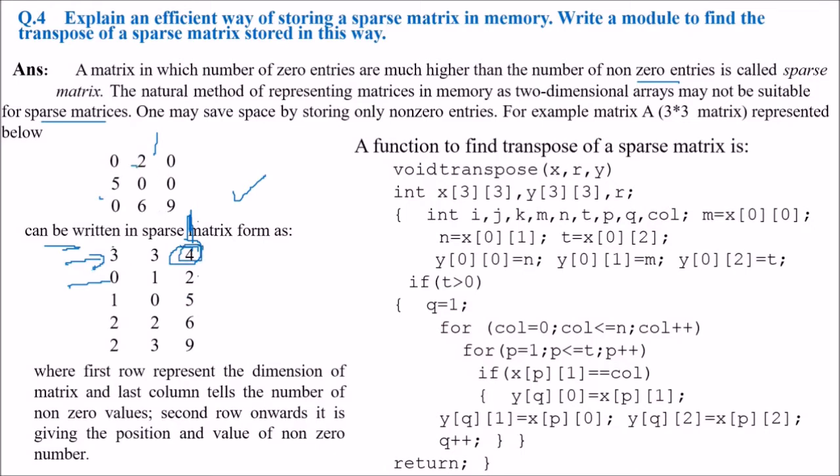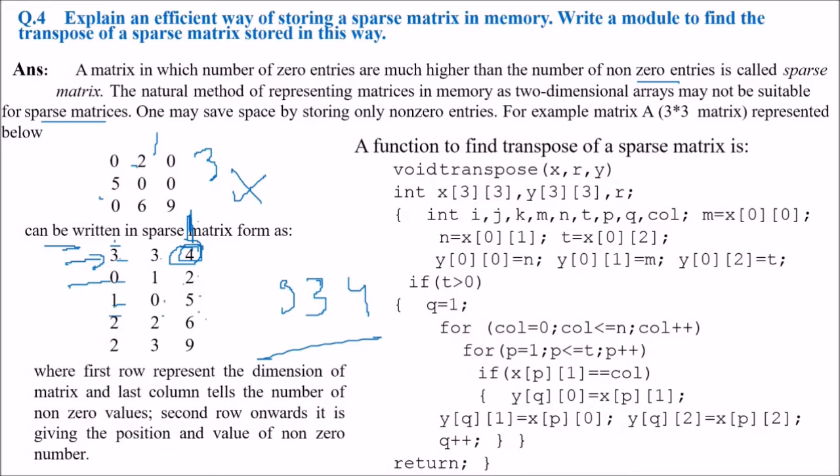The first row represents the dimension of the matrix because this is a 3 by 3 matrix. So it is 3, 3, and now 4 non-zeros. So this is how we can easily represent it, and we are also pointing out the positions. Where is 2? At 0, 1. Where is 5? At 1, 0. Where is 6? At 2, 2.